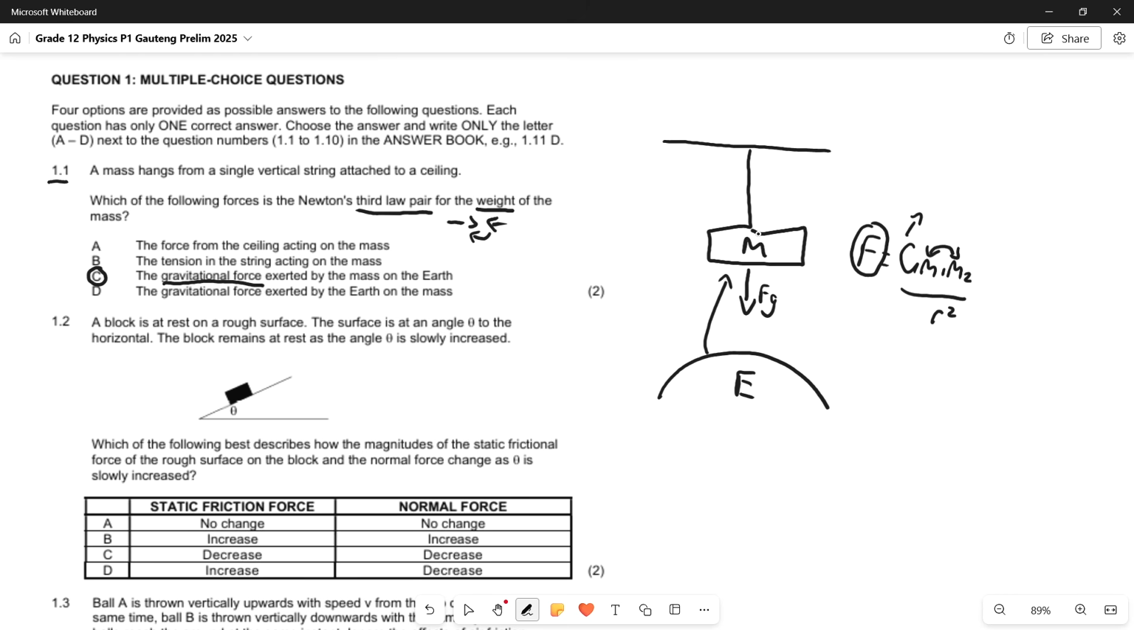But all we need to know as to why this action-reaction pair occurs is because Earth is pulling the mass down, but also the mass is pulling Earth up. And that is why this whole formula over here will help us, because we know that both of these masses are attracting one another. So that would earn us 2 marks over there.